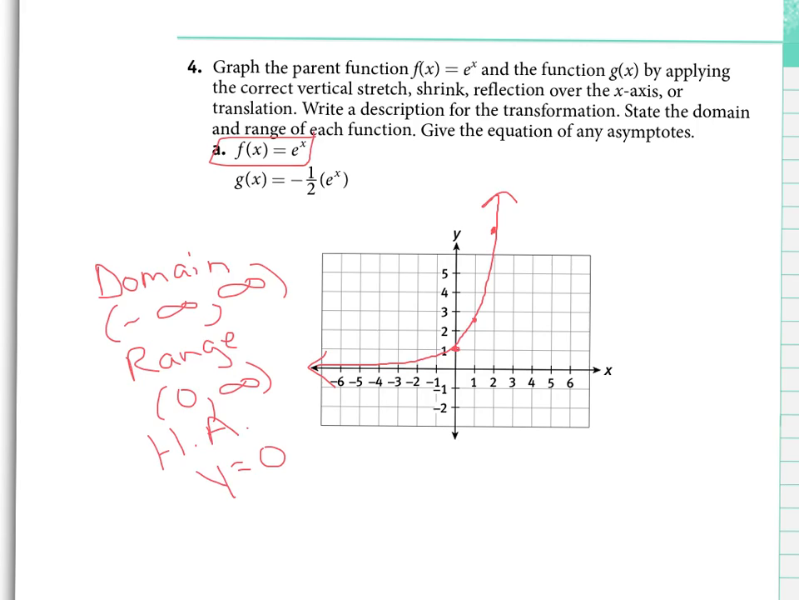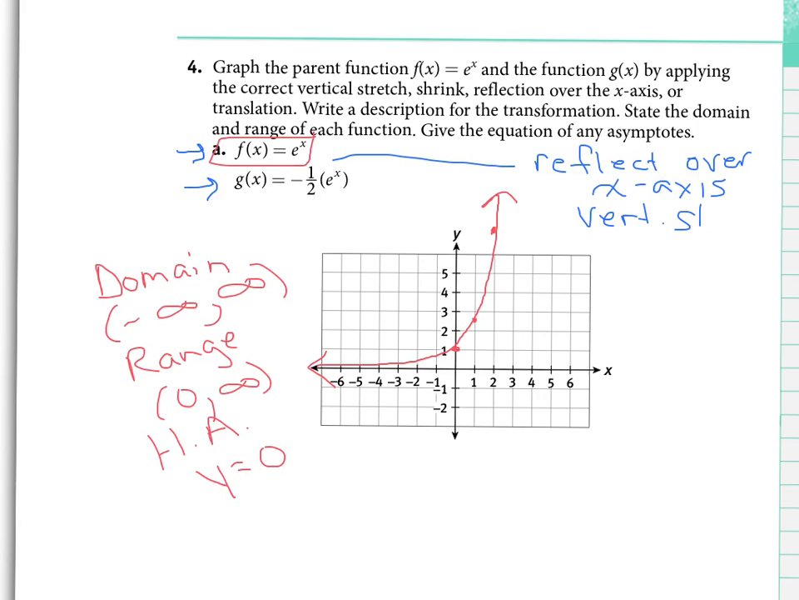On this next graph, you're going to have negative 1/2 times e to the x. What do you think is going to happen to it? So it's a good idea to leave this one in y1 sometimes and put this one in y2 so you can compare the difference. The negative is going to reflect over the x-axis, and the 1/2 is going to be a vertical shrink by 1/2.